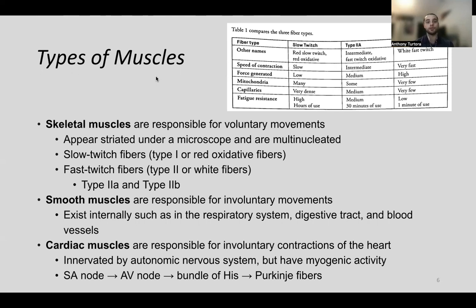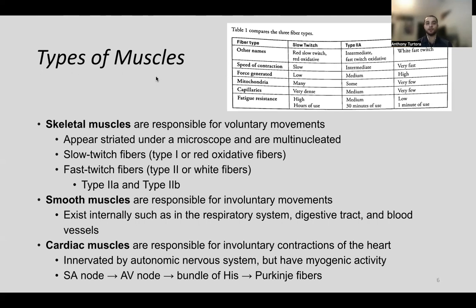We have slow twitch fibers for skeletal muscles. You can also call them type 1 or red oxidative fibers. We also have fast twitch fibers, type 2. You can also call them white fibers. Those are broken down further into type 2A and type 2B.